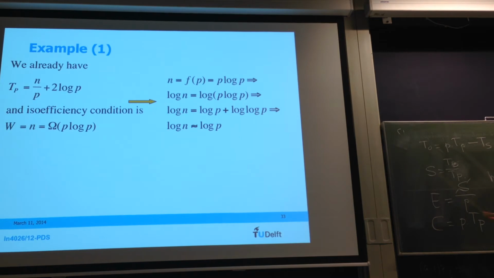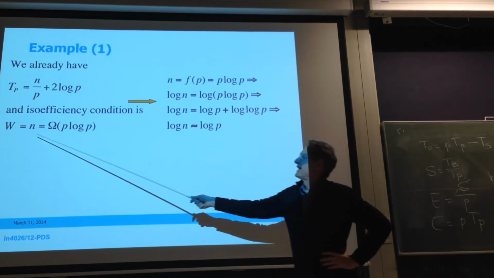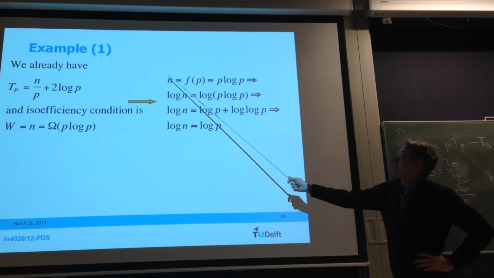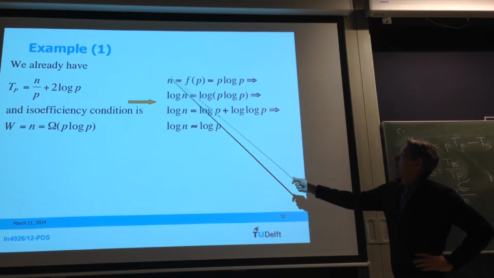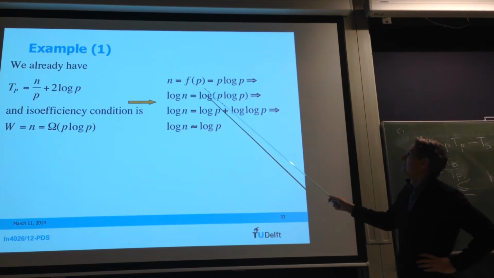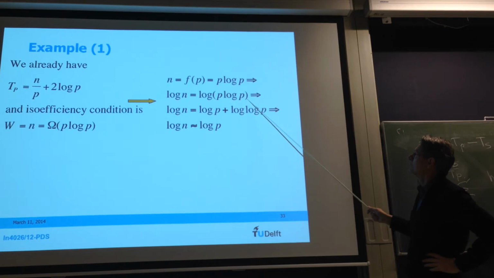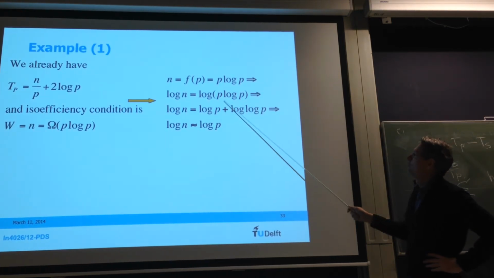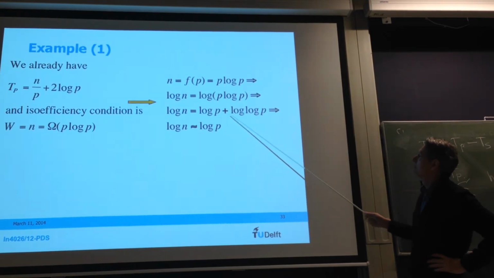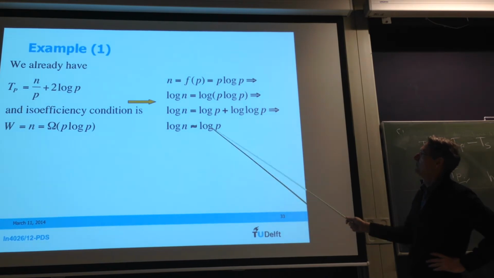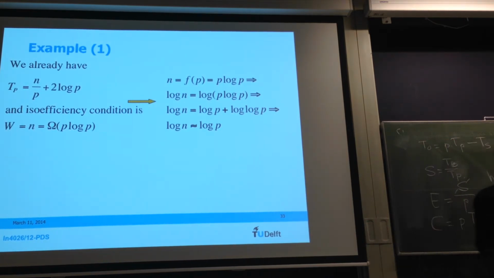Well, let's start at the lowest point, that n is equal to p log p. We take the log of both sides of the equality, so this one becomes log n, and this one becomes log p log p, which is equal to log n is log p plus log log p. This is a very small term, so we can say that log n is approximately log p.